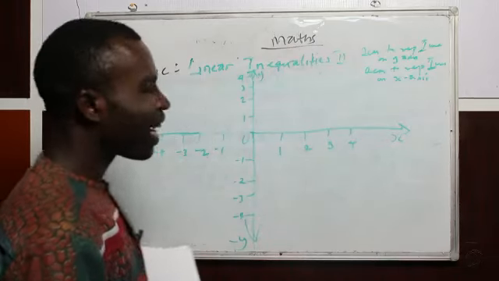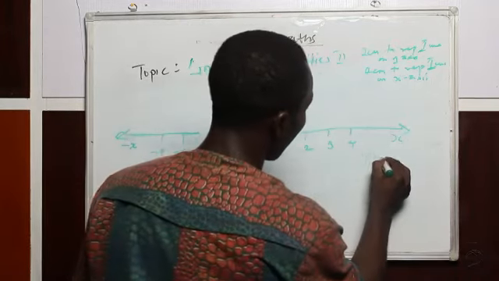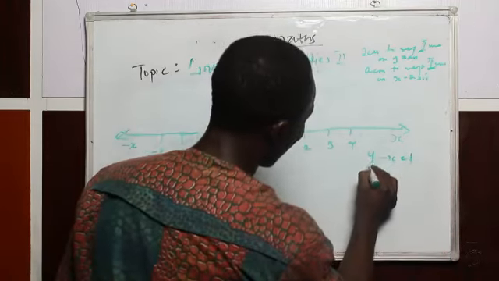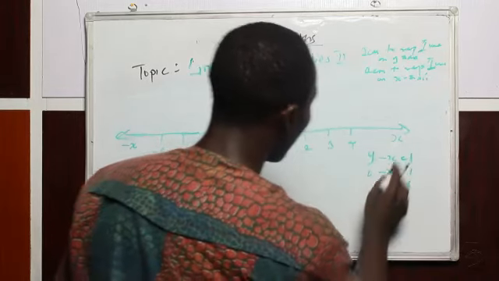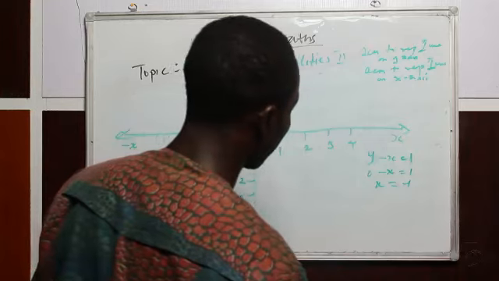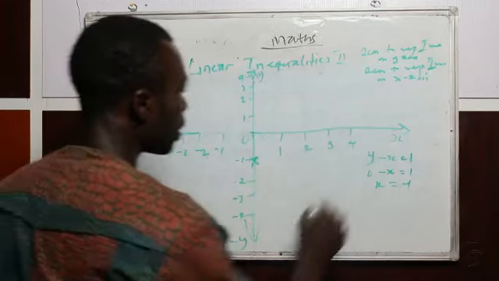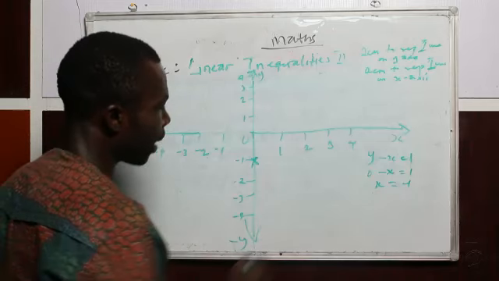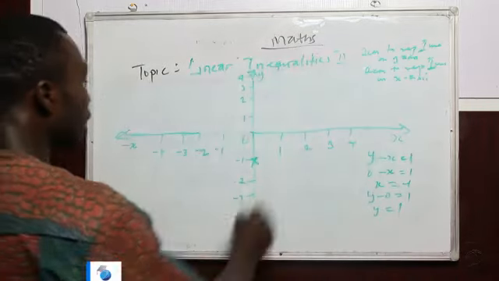Now, when y minus x was equal to 1, what is the value of our x? We say when y was equal to 0, we have minus x equal to 1. Our x was equal to minus 1. So now you have to trace here. When y was equal to 0, our x was minus 1. You trace your minus 1 here. Then here, when x was equal to 0, what is our y? y minus 0 equal to 1. Y equal to 1. So we trace our 1 here.